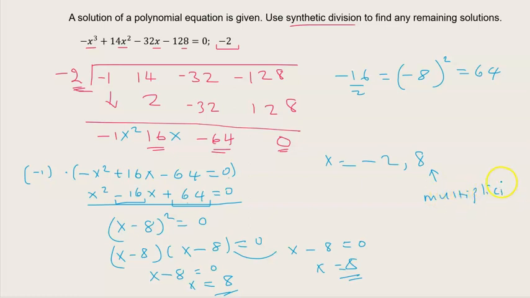Multiplicity of 2. What does that mean? It means that for this particular solution, the function touches the x-axis at 8, but does not cross the x-axis. So that's one solution repeated twice. So those are the solutions, and you're done with that.